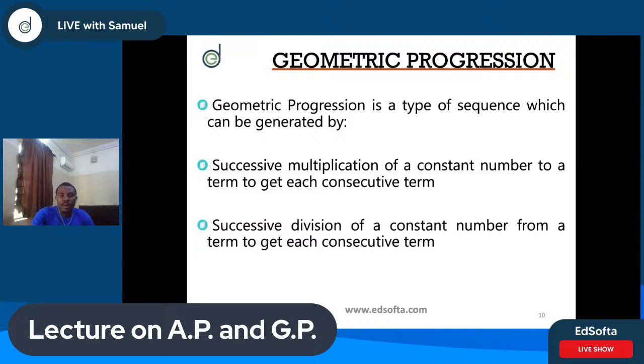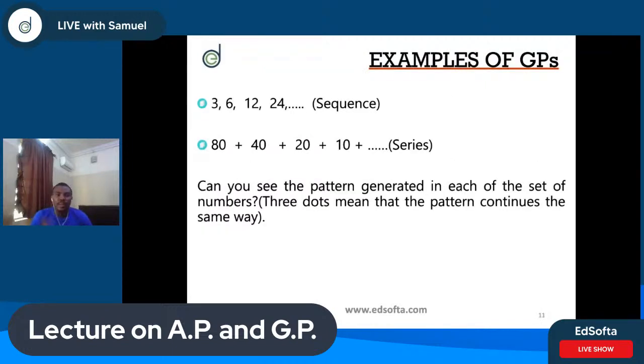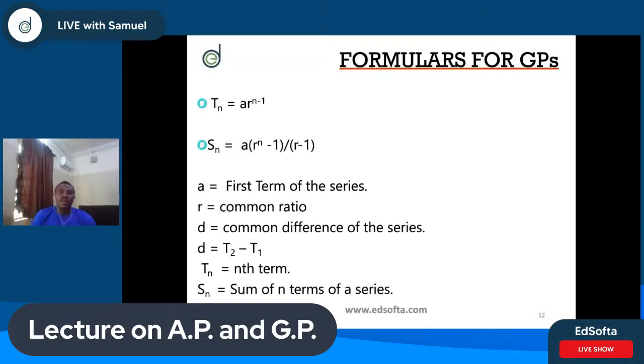Okay, so can you see a pattern generated in each of the set of numbers? The 3 dots mean that the pattern continues the same way. Let's look at the formulas. Now this one is a bit different. We have two formulas just as we have for the AP. It's just that the way we find this one is different. In the AP, the D is what we call the common difference. But in the GP, what we have is R, which is the common ratio.